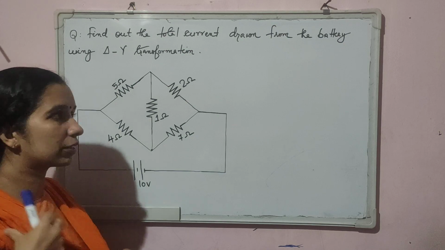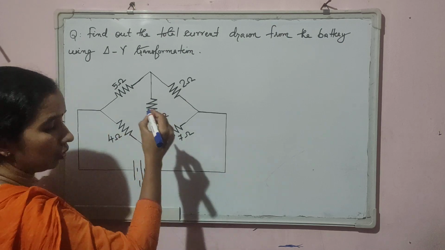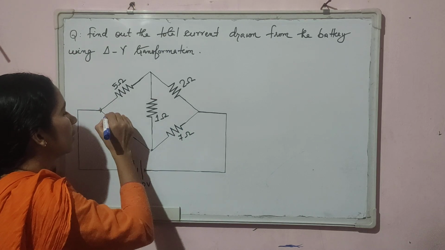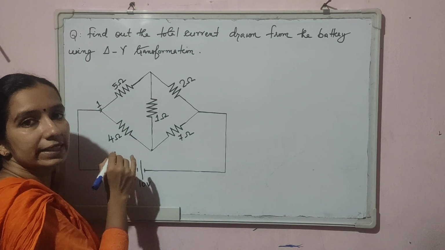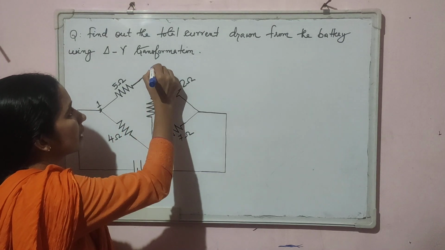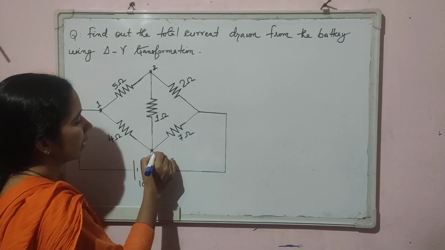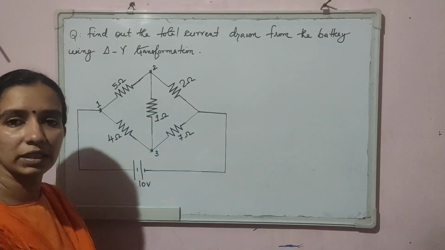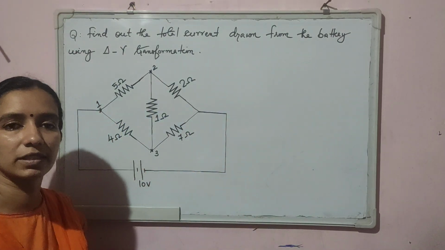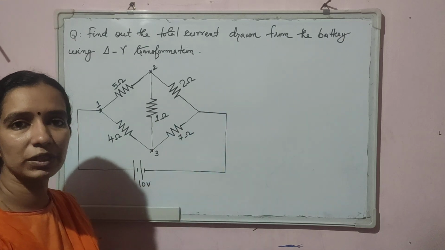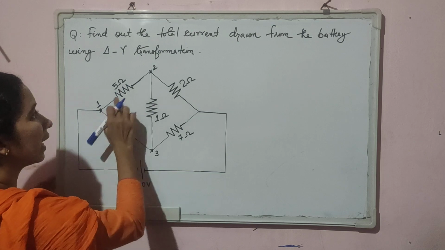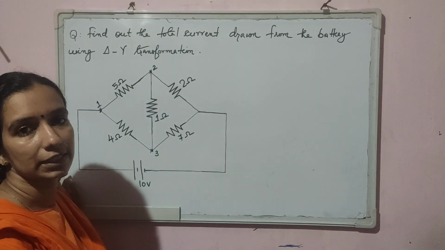For the ease of representation, I am going to name the terminals. As we do in the case of a delta connection, I will be marking this terminal as 1, then this as 2 and this as 3. If we mark terminals like this, we can easily write the value of resistors. When we are writing the equation, we can easily represent the resistors. That is why I have marked the terminals like this.